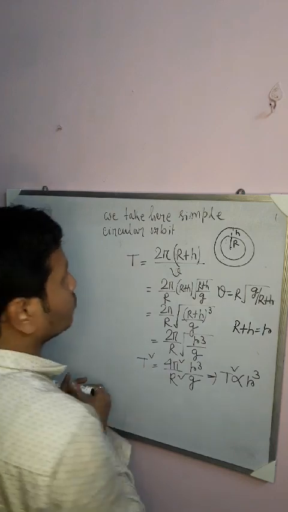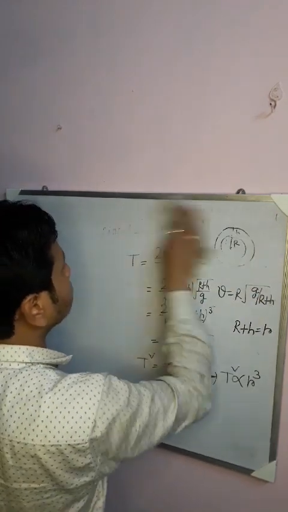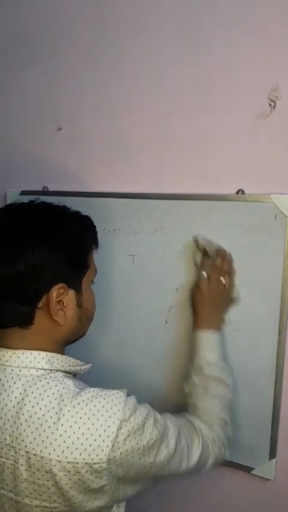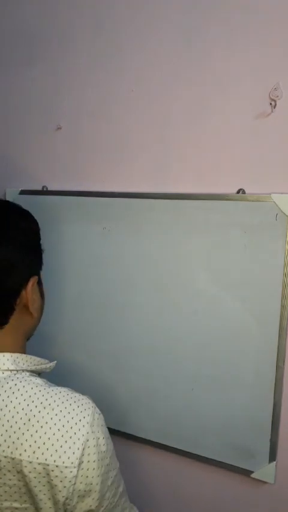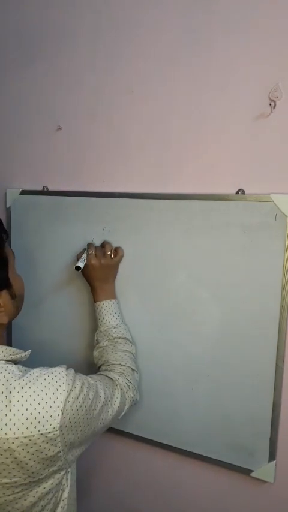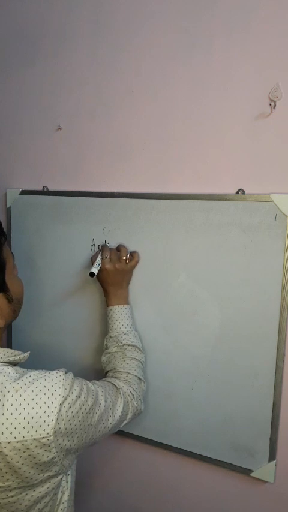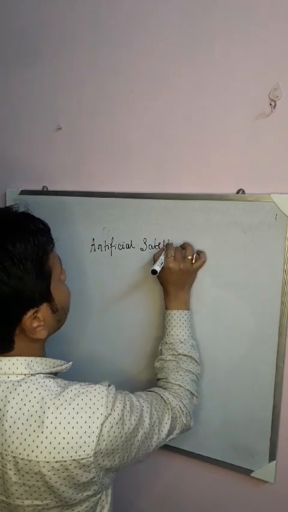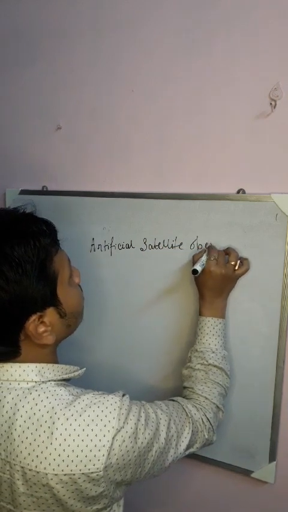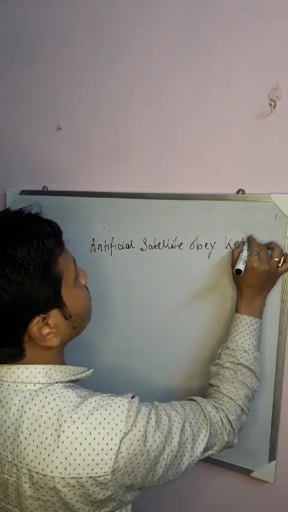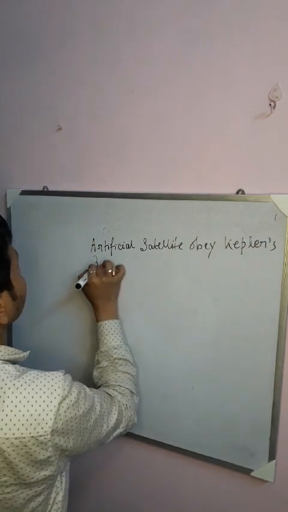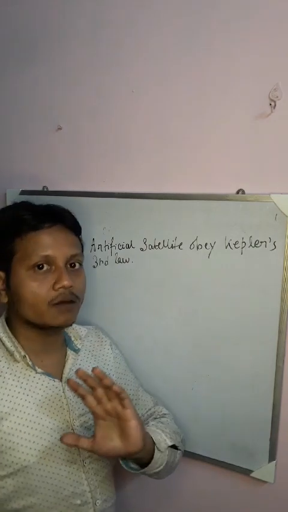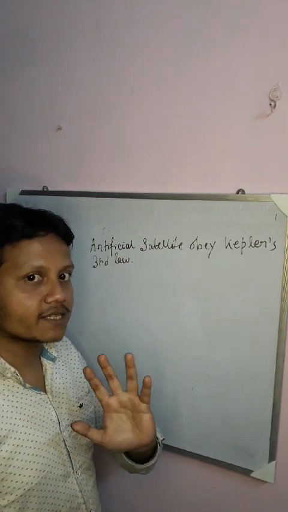So what do we conclude from this? We conclude that an artificial satellite obeys Kepler's third law.